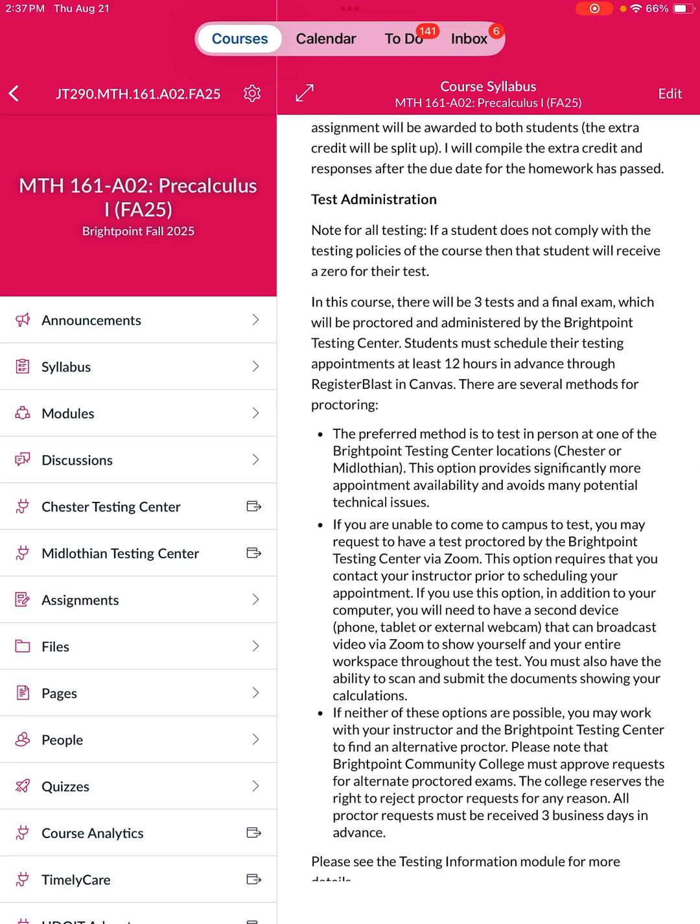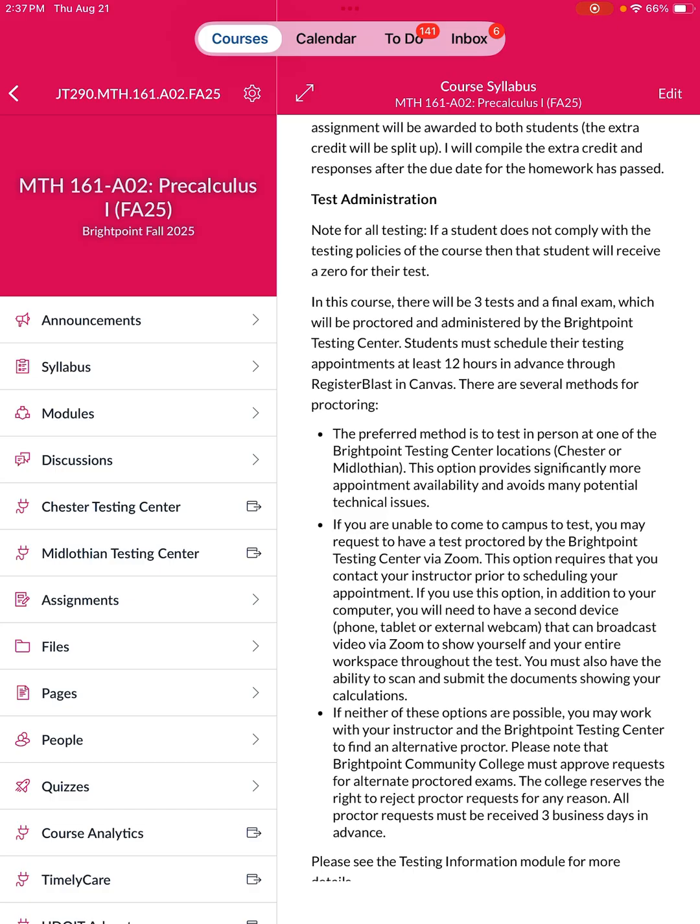If you cannot come to campus to test, you may email me with your reason of why you can't come, and then we can talk about Zoom testing. I will tell you that Zoom testing is a lot more complicated, and Zoom testing will be taking an online test, which has different numbers that could be harder than the in-person test, which is given on paper.